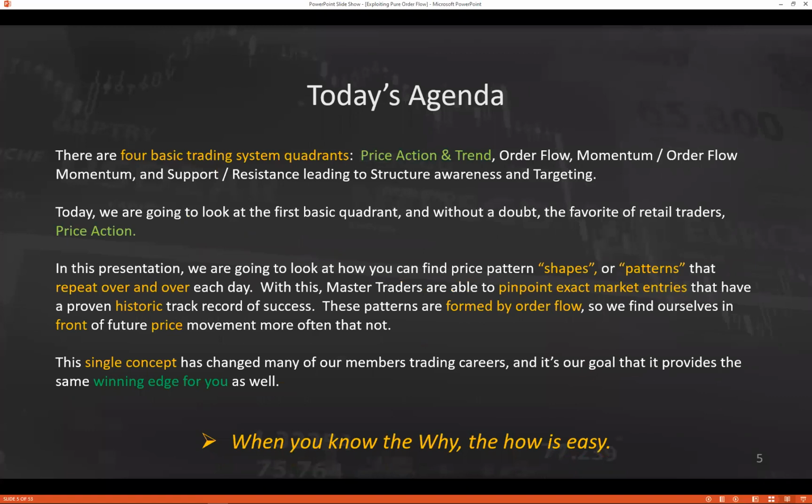Today's agenda is 4 basic trading system quadrants: price action and trend, order flow, momentum, and order flow momentum, and support resistance that leads to structure, awareness, and targeting.